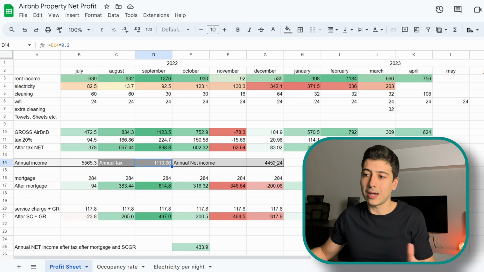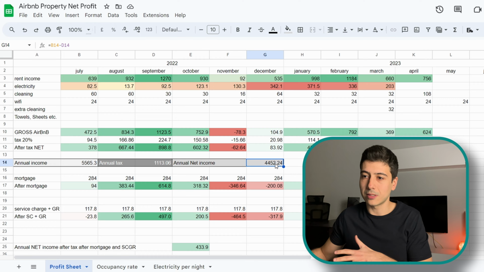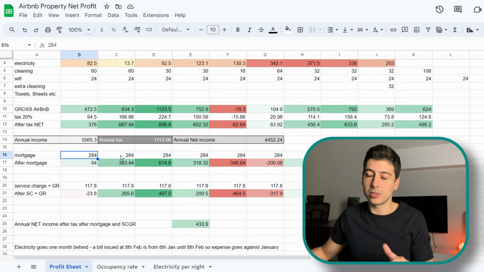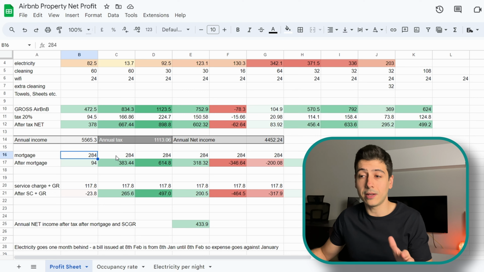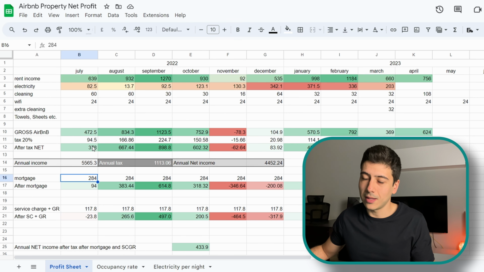After paying tax, I should be in theory left with £4,452. At the time the spreadsheet was recorded, my mortgage monthly payment was £284. Now I try to deduct that out of the net profit for each month and see if the rental property can actually take care of its own financial cost.